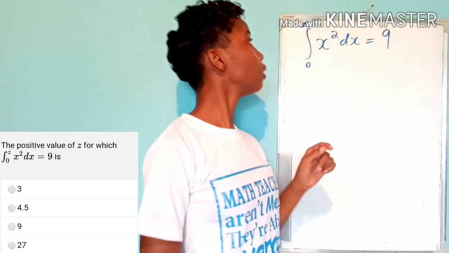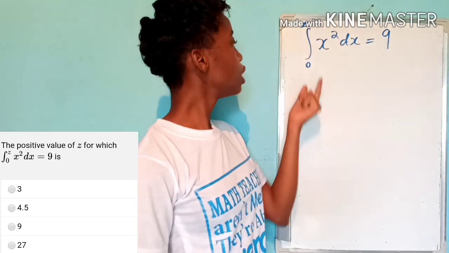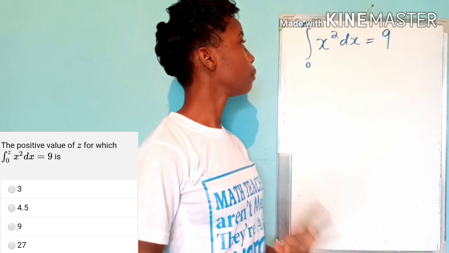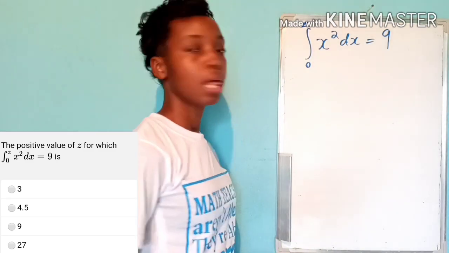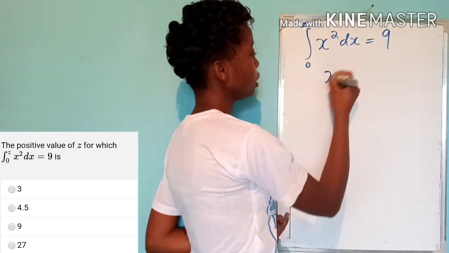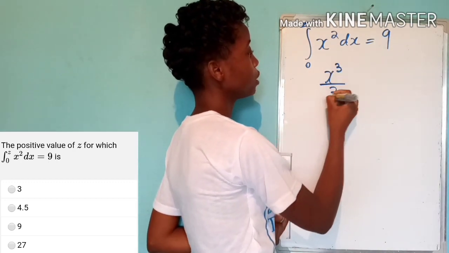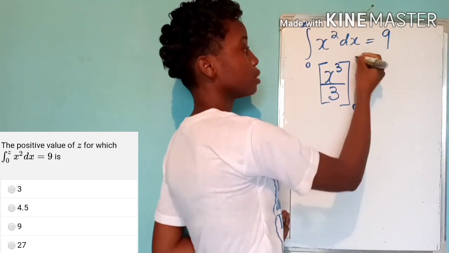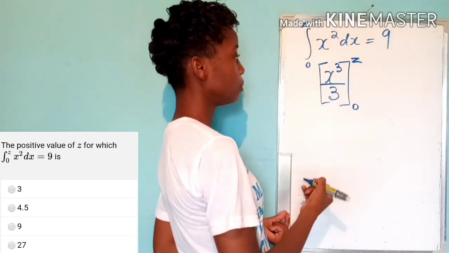For this question, our limits are not only numbers, but we have 0 and we also have a variable z. And so we have no fear. We are just going to substitute into the integral of x squared. The integral of x squared will be x cubed over 3, and in that fraction we're going to substitute 0 and z as our limits.